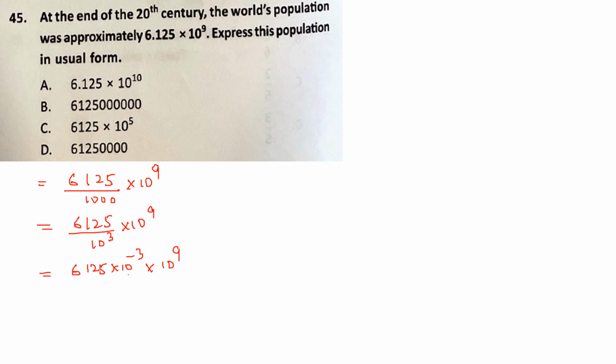Now base is same, add the power. So it will be 6125 into 10 to the power minus 3 plus 9, which will give me 10 to the power 6. So it means the usual form will be 6125 and then 6 zeros: 1, 2, 3, 4, 5, 6. So the correct option is option B.